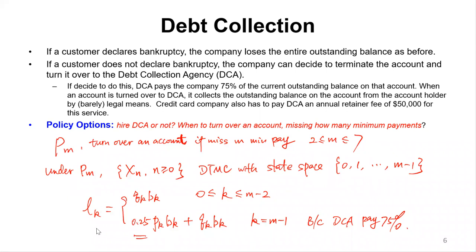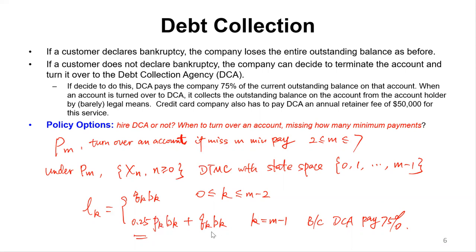And now the cost is a little bit different. This is still the same: if the customer declares bankruptcy, you lose the entire outstanding balance. But if the customer does not declare bankruptcy, and you turn the account over to the DCA, then you are going to get 75% of the outstanding balance. What you lose is only 25% of what you lost before. So we still make the transition, but you are not going to terminate, but instead you turn it over to the DCA.